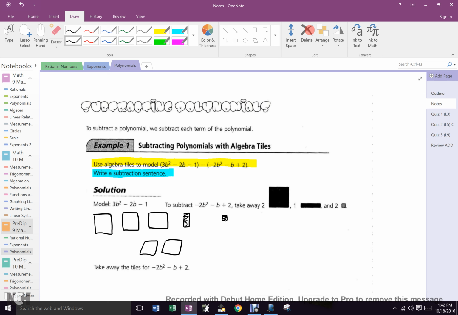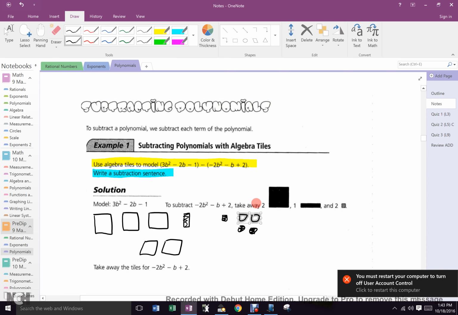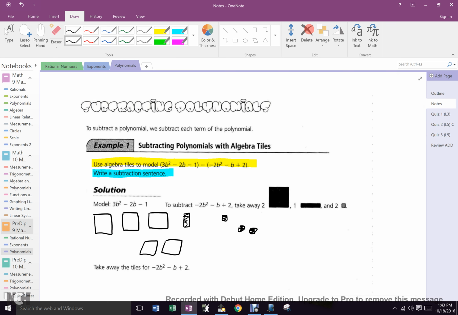Now, can I take away this guy? Well, you can, but not right now. There is no unshaded boxes there. So I got to add 0. Now, can I take away 2? Yeah. And what's my answer? What do you see? 5b squared minus b minus 3.